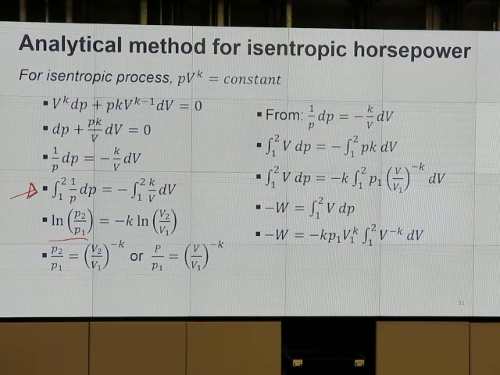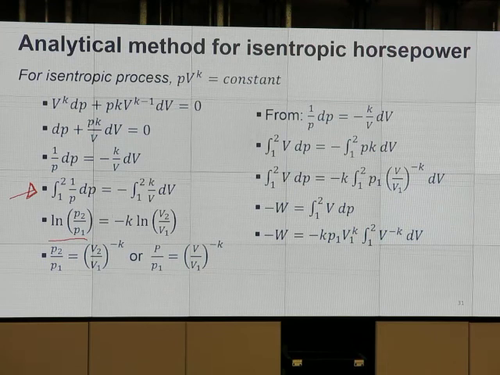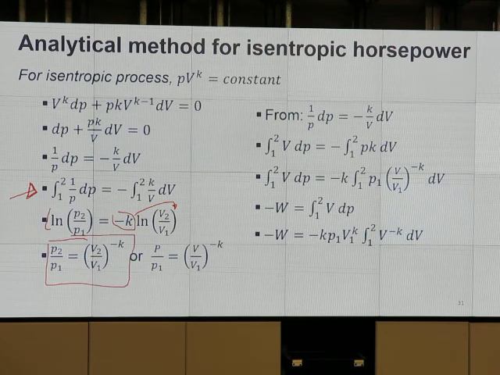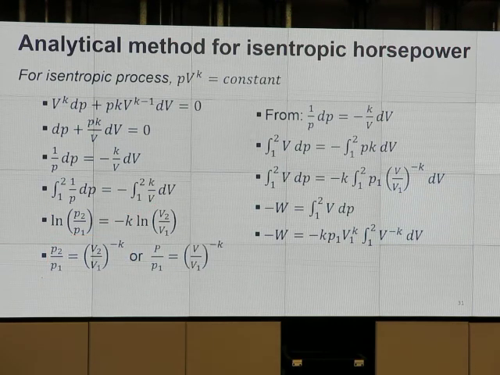When we integrate it, rearrange it a little bit, remove the log, put K to the power of this part, raise both sides to e to the power of each of these, then we get this equation: P2 over P1 equal to V2 over V1 to the power of minus K. Keep in mind that this is an isentropic process. If we compress it while the entropy stays constant, we can have this relationship. Otherwise, we don't have it.